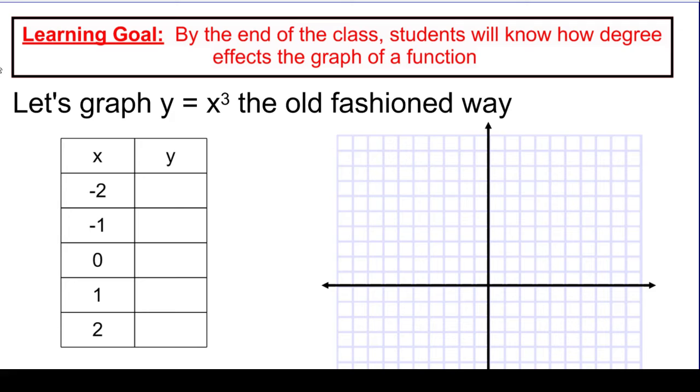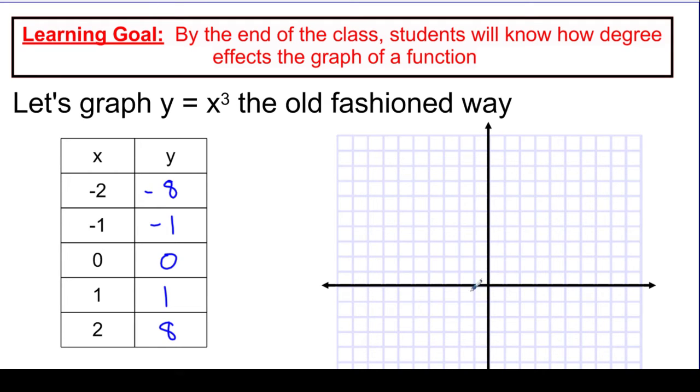If I plug in a negative 2 for x in x cubed, I get negative 2 times negative 2 times negative 2, which is negative 8. When I plug in a negative 1, I get negative 1 times negative 1 times negative 1, which is negative 1. 0 cubed is 0 times 0 times 0. 1 cubed is 1, and 2 cubed is 8. So if I graph these points, here's the parent function for a cubic.